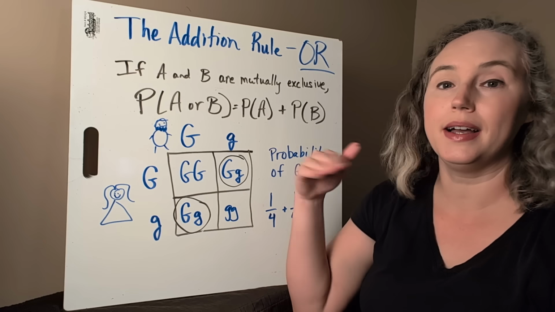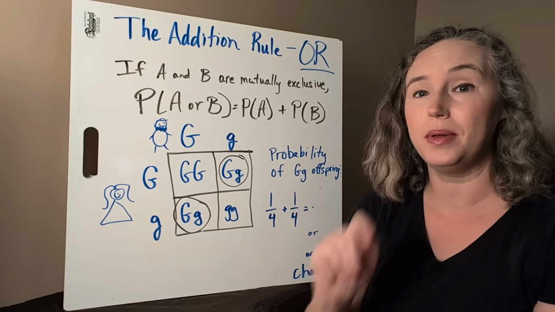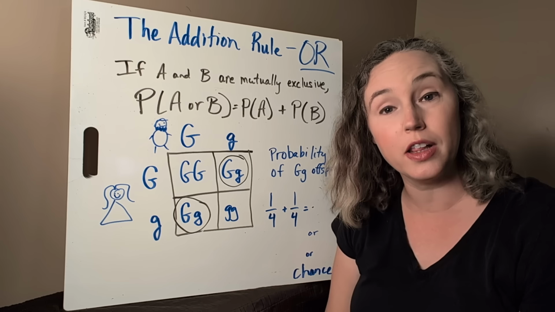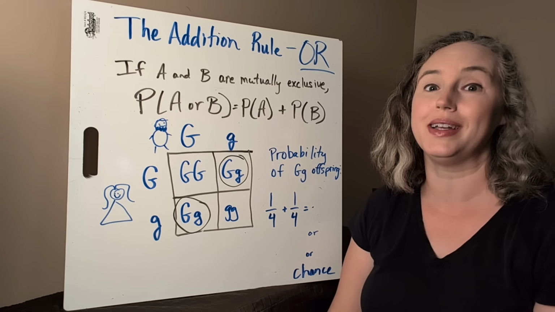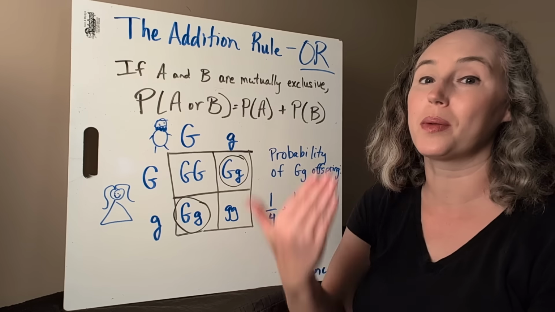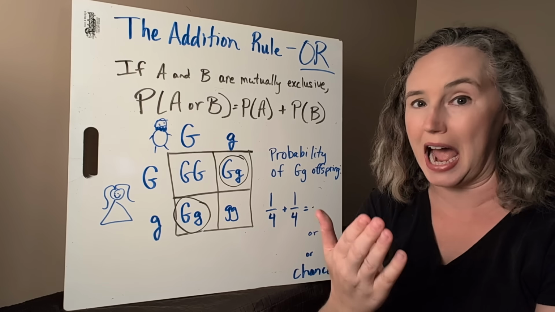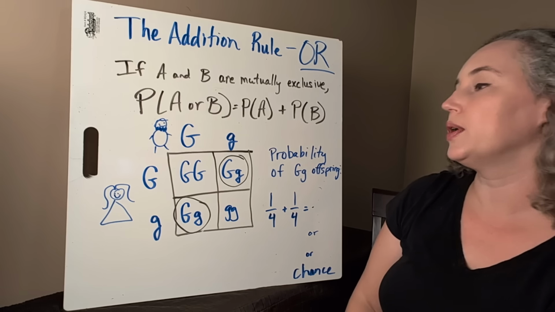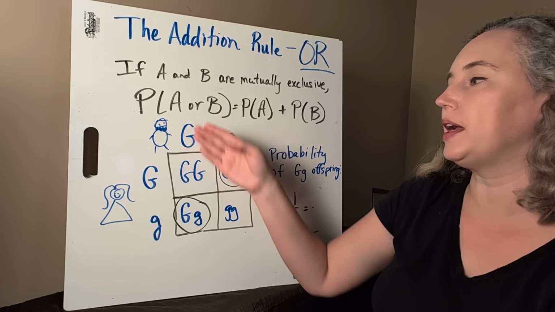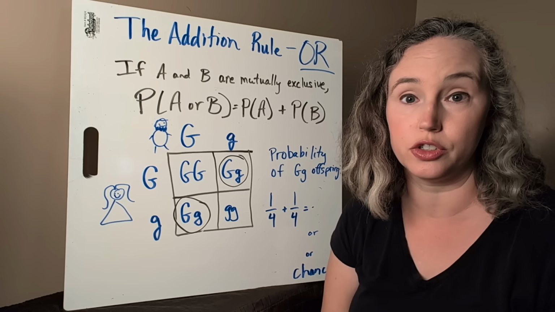So this formula and the multiplication rule can be found on the formula sheet and are available for you to use on the AP Bio exam. But we want to practice with them and understand what they mean so we know which one to use and how to use it. All right, so let's say we have two parents who are heterozygous for a certain gene.